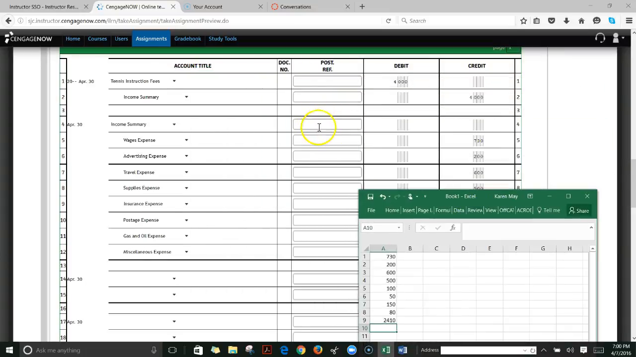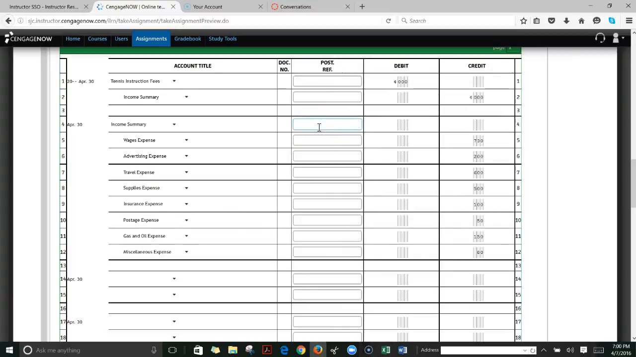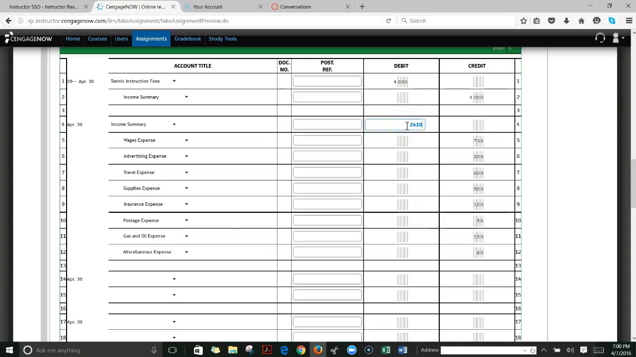And so the debit amount for that would be 2410. And that's called a combined entry, where you have one debit and a number of credits, or even just two credits, but in this case a number of credits.